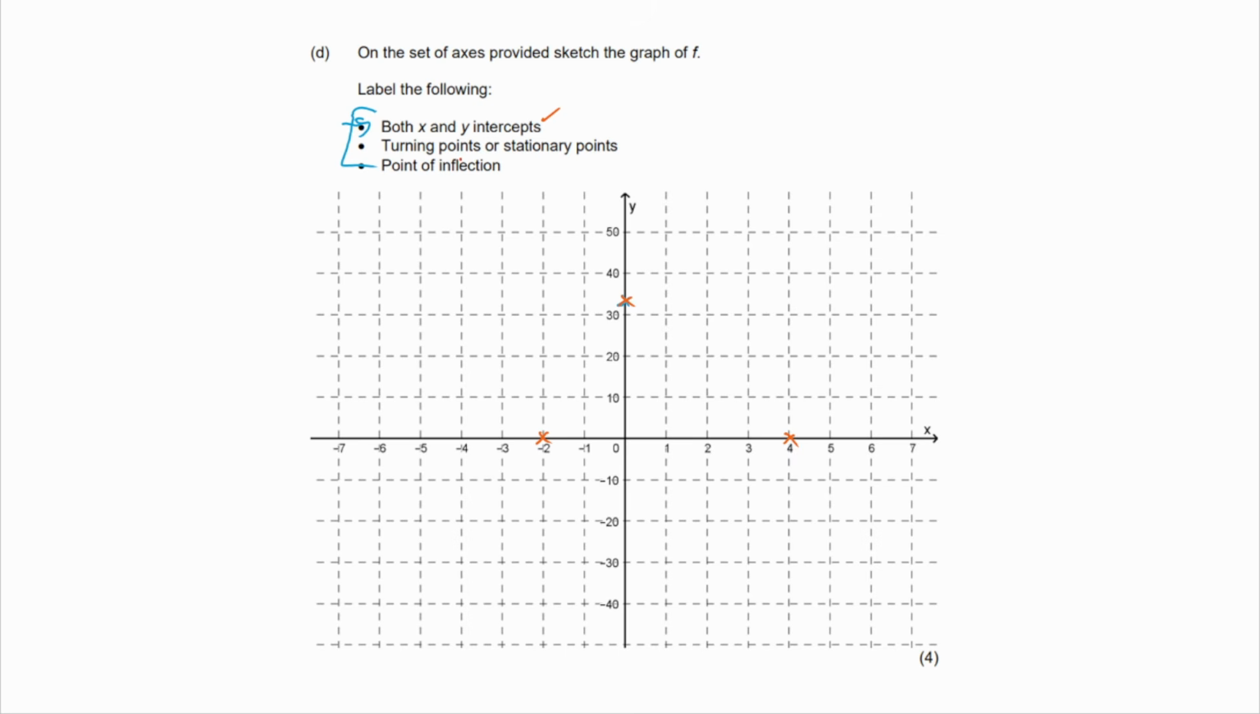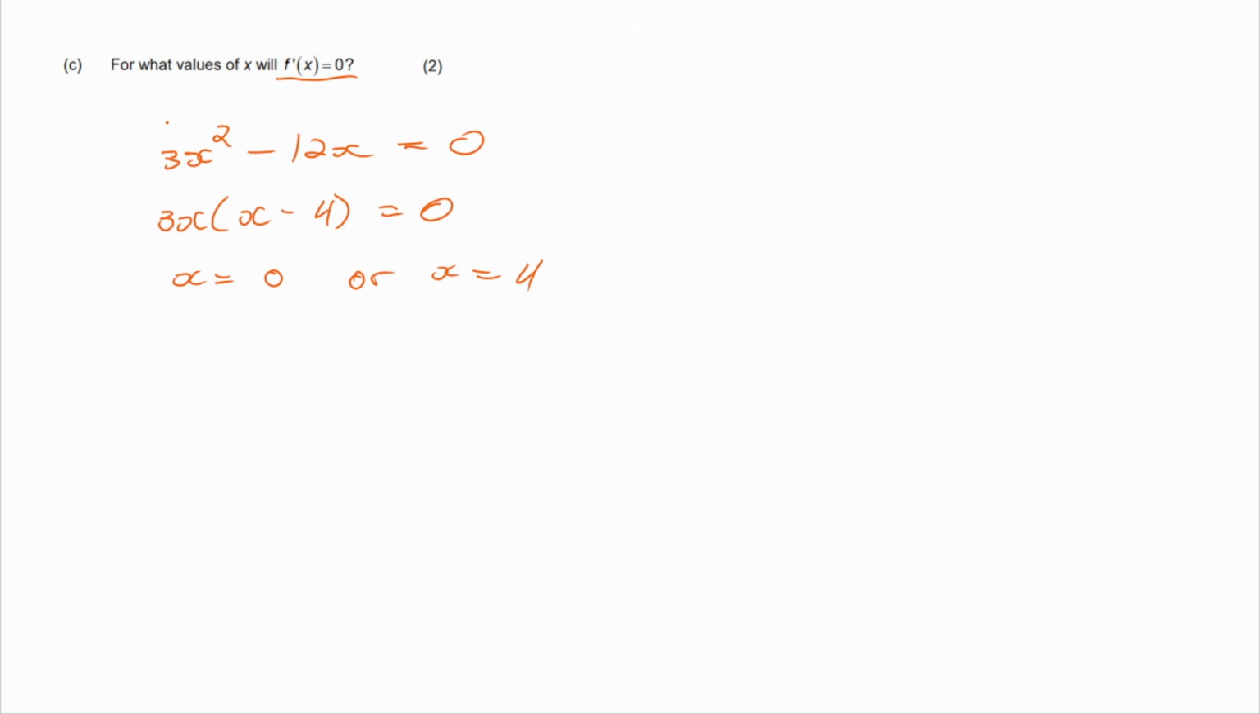Now let's see how we can find the turning points, using what we've worked out already. We've worked out the turning points. We haven't worked out the coordinates yet, but we know where they occur. They occur when x is equal to 0 or x is equal to 4.